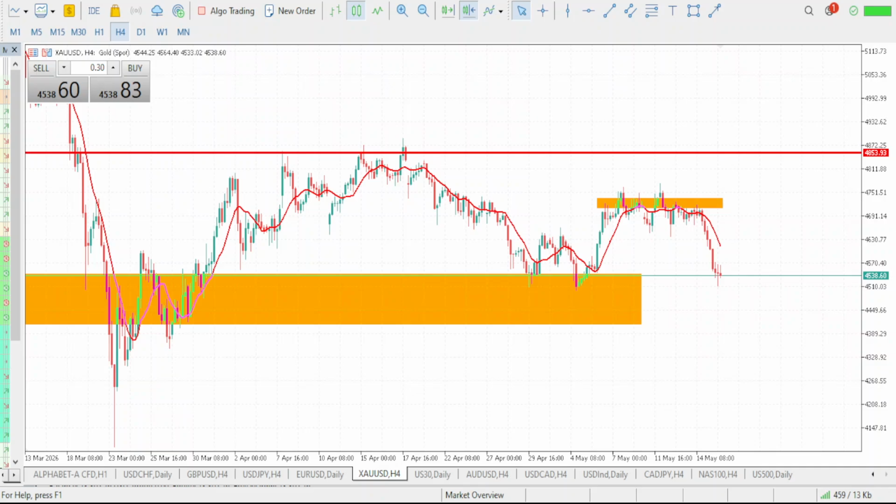So guys, let's take a look at what the market is actually going to be giving us for the day. Once the market opens, let's see what gold will give us for the day.